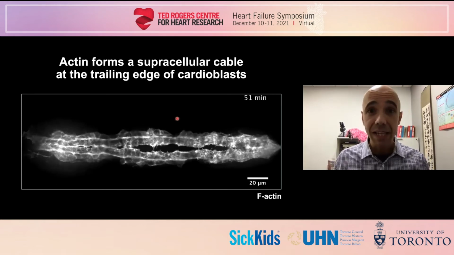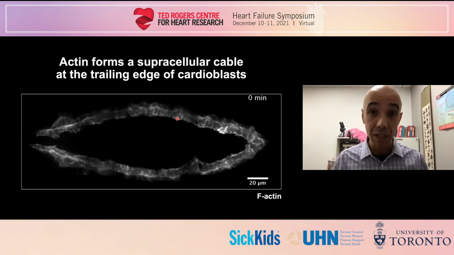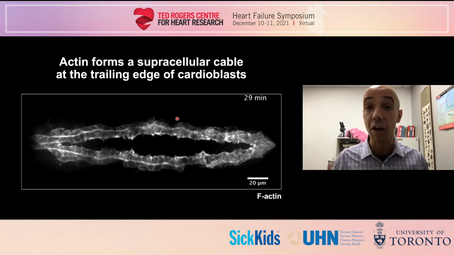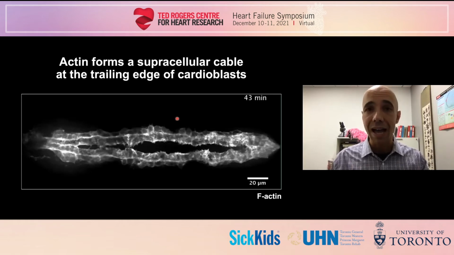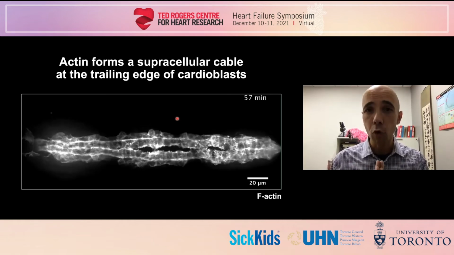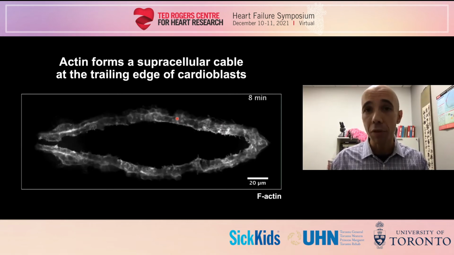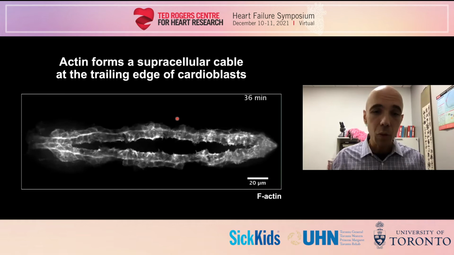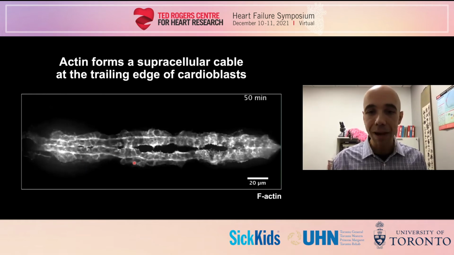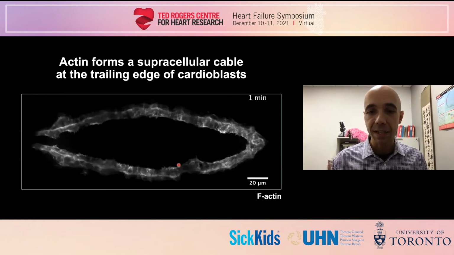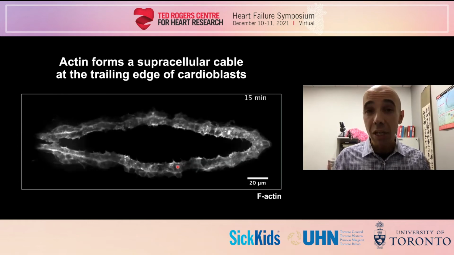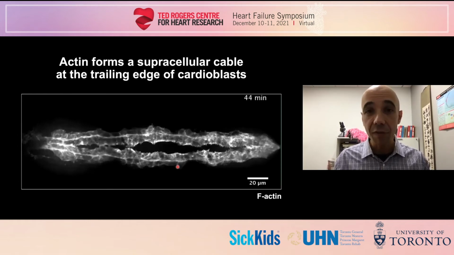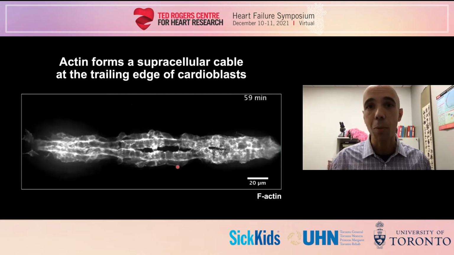Now, we have studied supracellular actin cables in several different contexts, and most recently in the context of tissue boundary formation. So actin cables can actually form stiff borders that separate two different cell types and prevent cell mixing. So we wondered whether the formation of this boundary between the cardioblasts and the pericardial cells was also introducing a mechanical asymmetry in the cardioblasts that stiffens the trailing edge of the cardioblast and propels it forward.